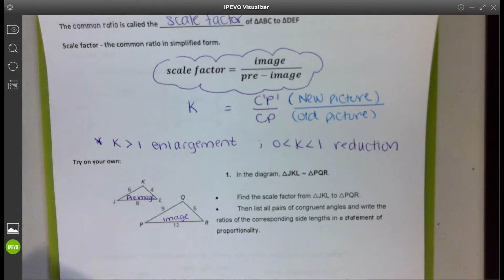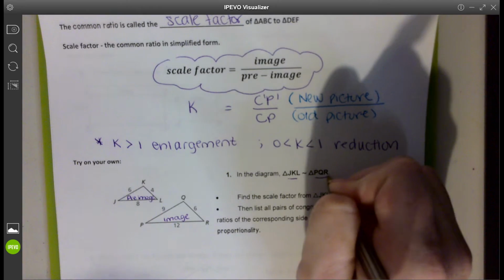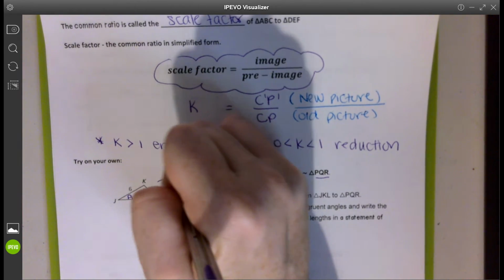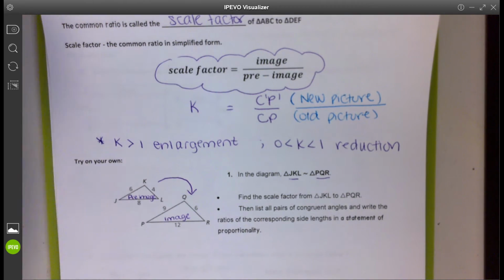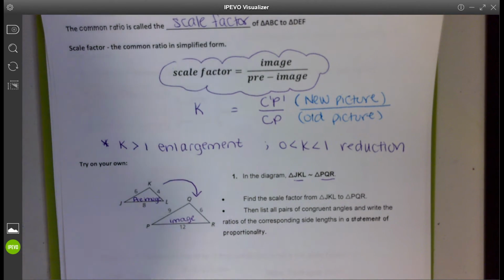Now, how did I get that? I got that from my similarity statement. This came first, then this came second. So I'm reading it in that order. So we're going to follow that order from our original to our new picture. And that's going to help us set up what we need.